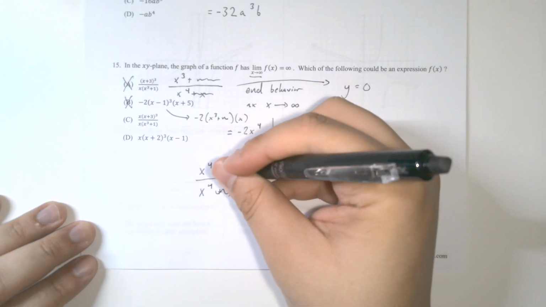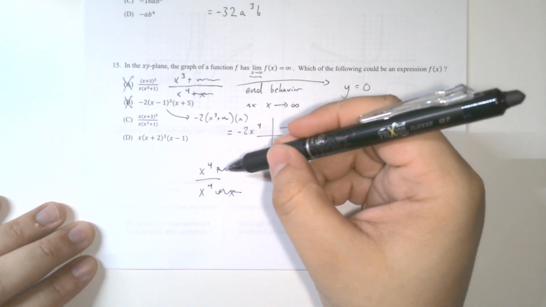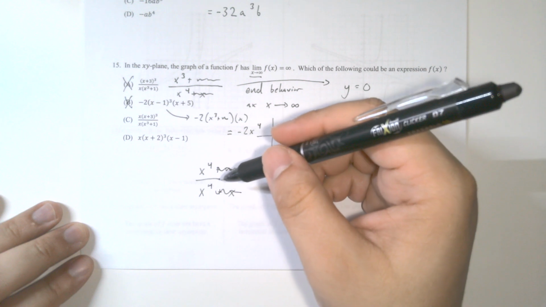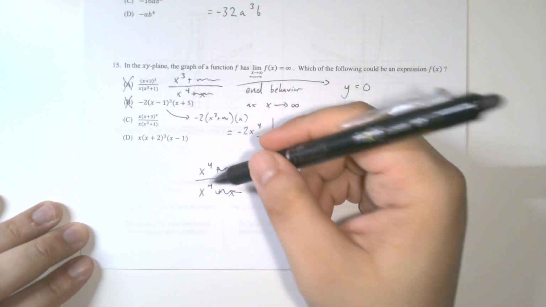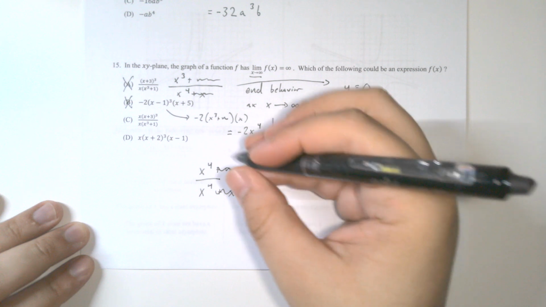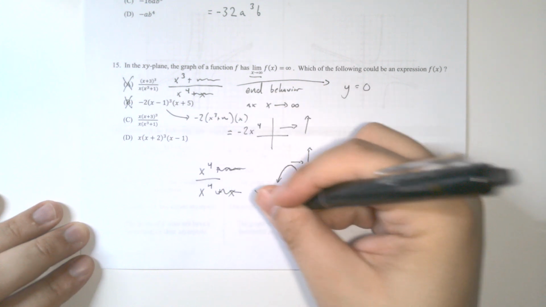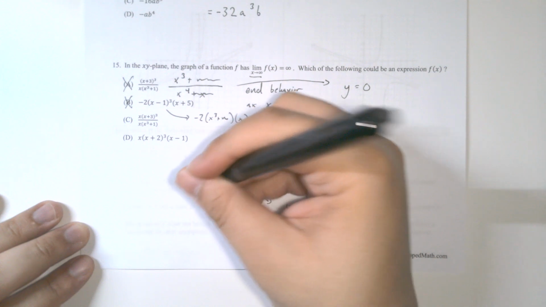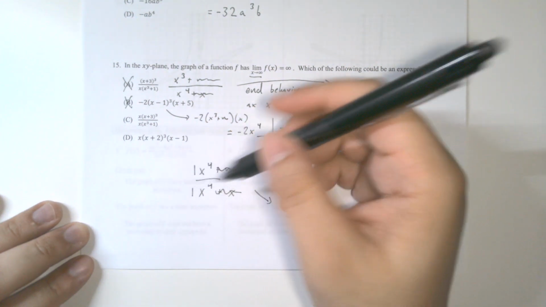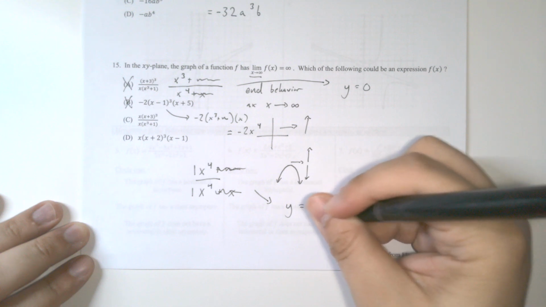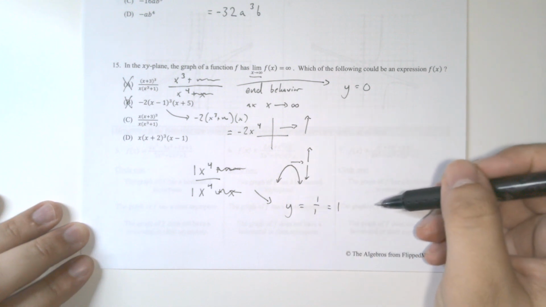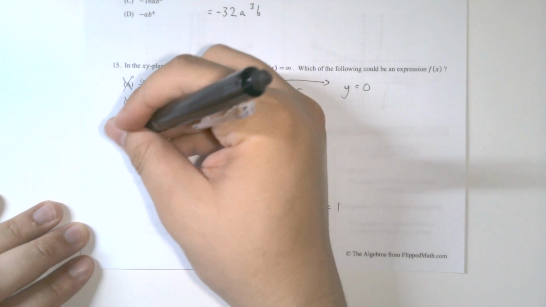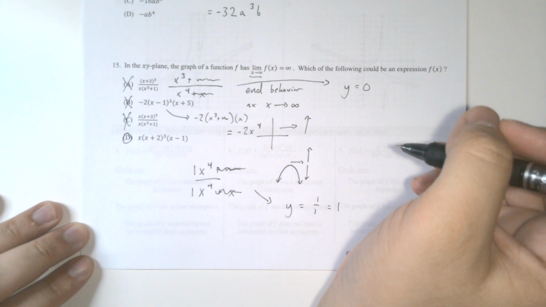But really, we don't need any of that. Really, you just want to recognize the leading terms here. We have x to the fourth over x to the fourth. Since these have the same degree, we're going to have a horizontal asymptote at whatever the leading coefficients are here. And really, we have 1 over 1. So 1 over 1 is just 1. And we have a horizontal asymptote there. So by process of elimination, we can already conclude that this has to be D, and let's see why that is.